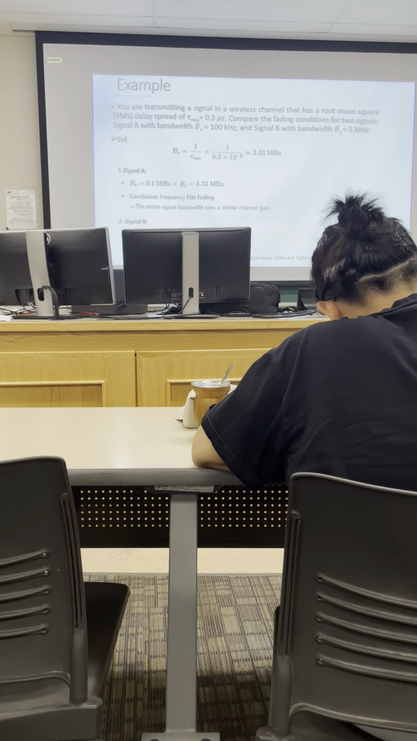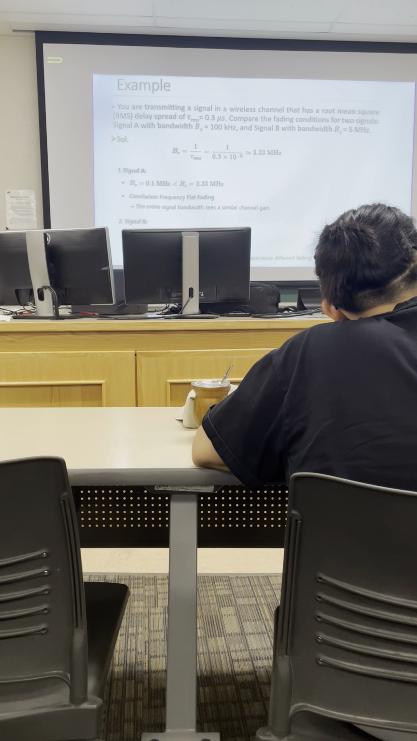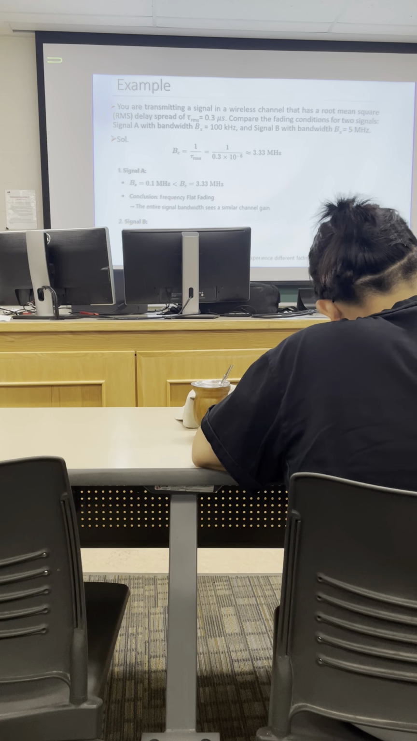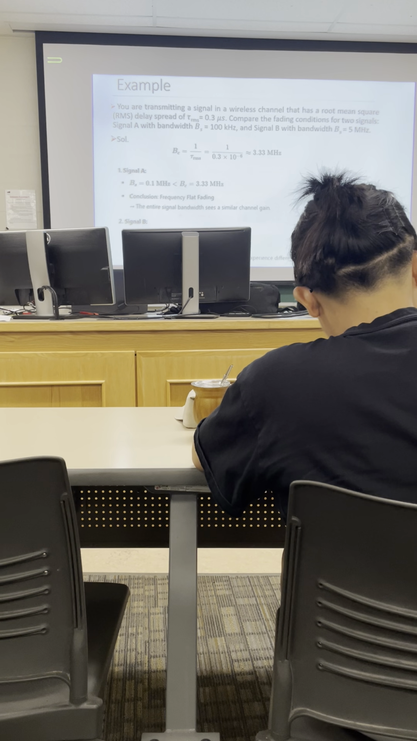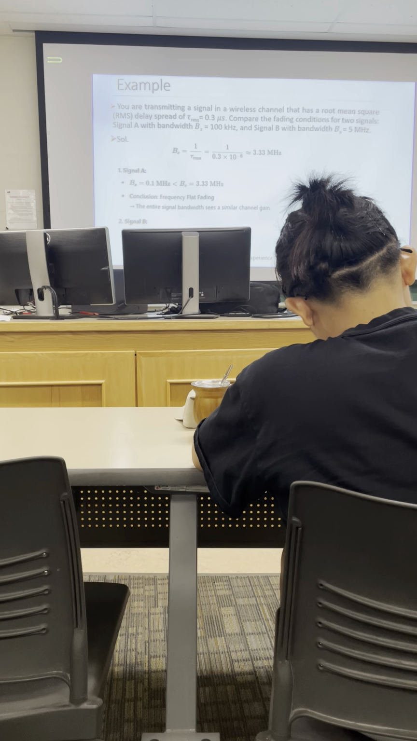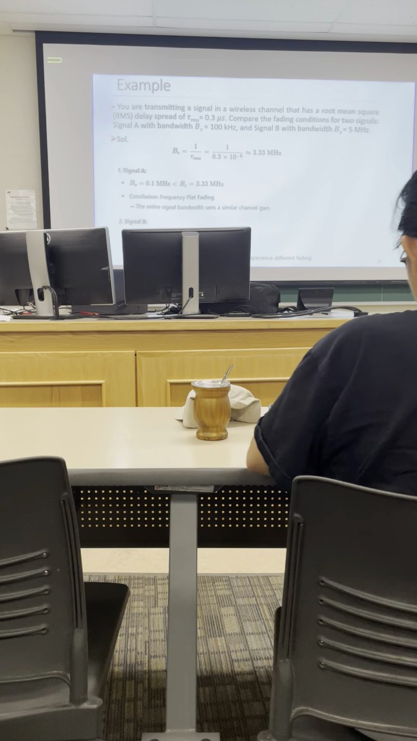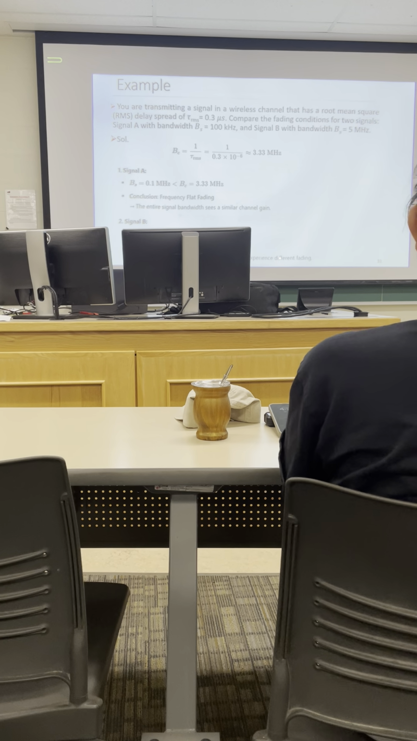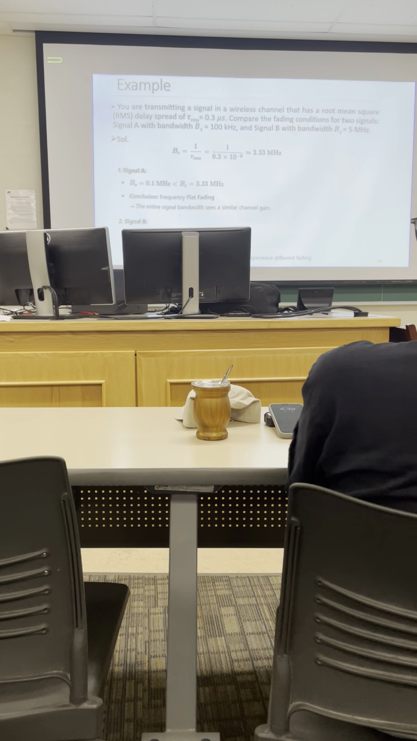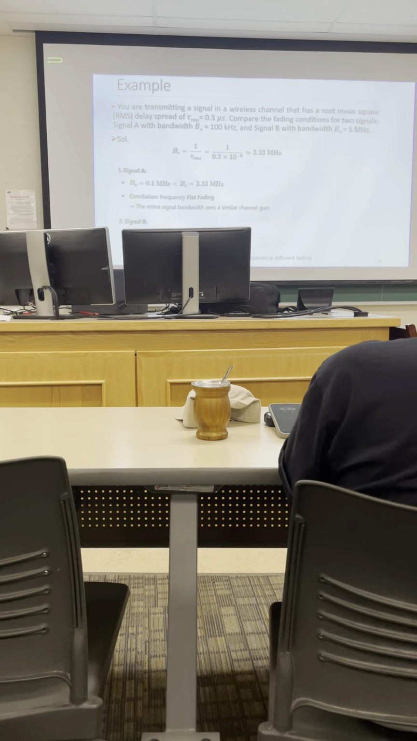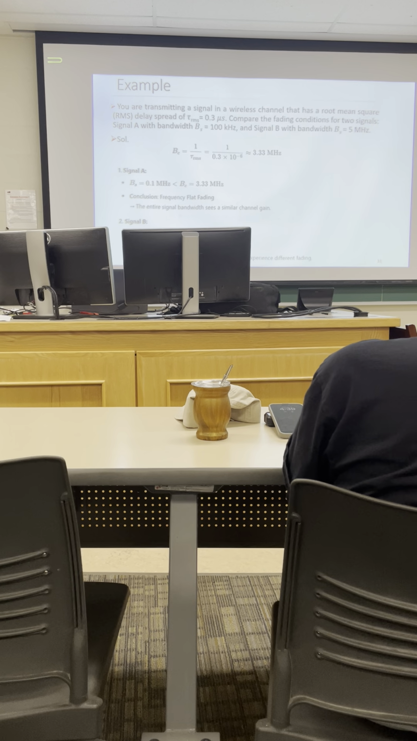But look at signal B. If you have 5 megahertz and compare it with the coherence bandwidth, you find that the signal bandwidth is greater than the coherence bandwidth. In this case, different frequency components of the signal will experience different fading, so I have what is called frequency selective fading.